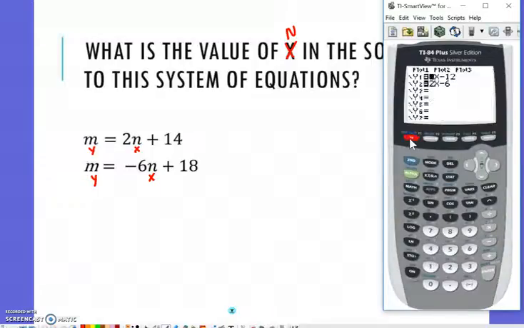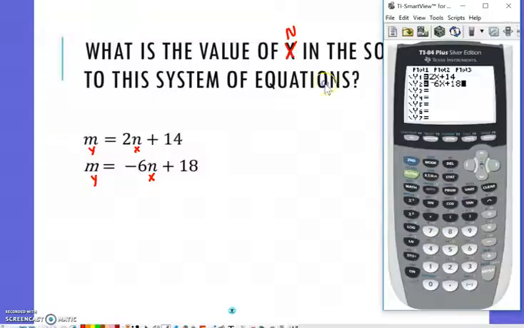Go to y equals, I'm going to clear these out, and I'm going to type these in. So it says 2n plus 14, but I'm going to type in x. So 2x plus 14, and go down, and then negative 6x plus 18.